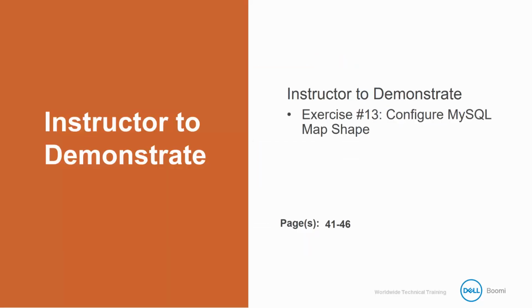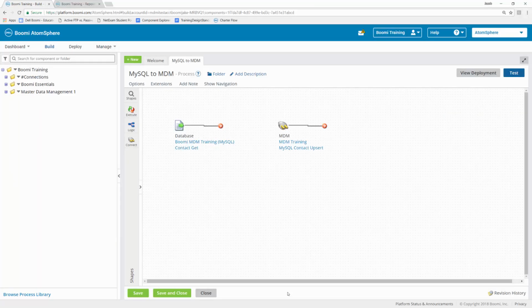Let's take a look at how we can set up our map shape for our first process. I'll demonstrate exercise 13, where I will configure the MySQL map shape, so feel free to follow along and you'll have plenty of time to complete this on your own after the video is done. If you remember where we left off, we just completed setting up the MDM connector and linked it to our MySQL source in the MDM platform. So I'm going to go ahead and move over into where we left off here in the Atomsphere platform.